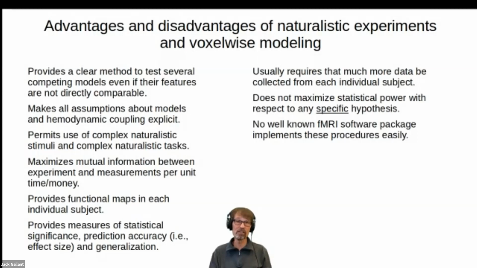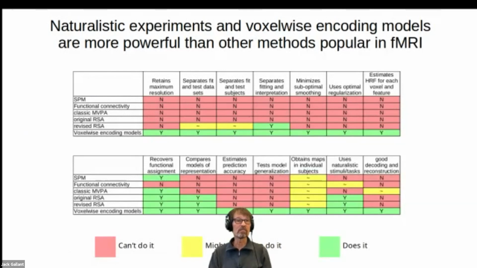It provides functional maps in each individual subject, which is going to be critically important as MRI moves forward and we move from just building group models to focusing more on individuals, especially for clinical applications. And it provides measures of not only statistical significance, but also prediction accuracy and generalization. And just to compare Voxelwise modeling to other methods, it solves a lot of problems that other methods just can't approach. They don't even have any way to deal with that. Voxelwise modeling can basically address all of these important issues in data analysis and modeling, whereas the other methods that are available can only address a fraction of them.